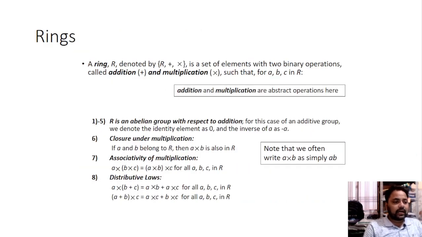For the rings, a ring R, denoted by R, plus and this cross sign, is a set of elements with two binary operations called addition, plus, and multiplication, cross, such that for A, B, C in the ring R, addition and multiplication are abstract operations here. Like R is an abelian group with respect to addition. For this case of additive group, we denote the identity element as 0 and the inverse of A as minus A. Closure under multiplication: if A and B belong to R, then A cross B is also in R.